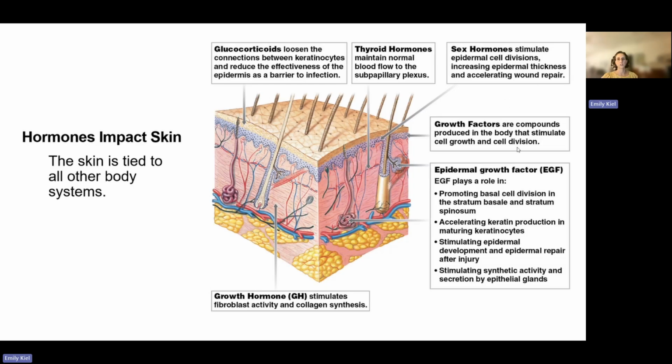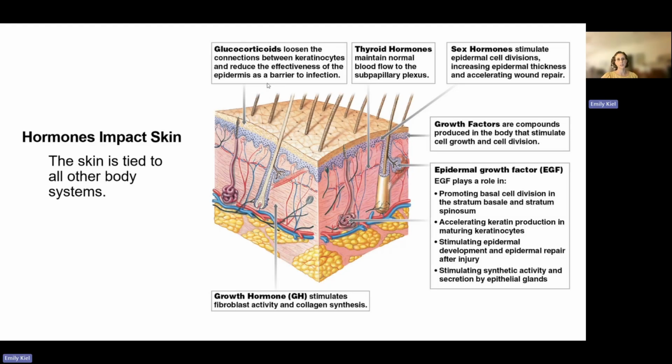You've got growth factors that are going to stimulate cell growth and division. And then you've got epidermal growth factor, which is going to promote cell division. It's going to accelerate keratin production. It's going to stimulate repair, and it's going to stimulate the activity of these glands. So there are multiple hormones that affect the skin.